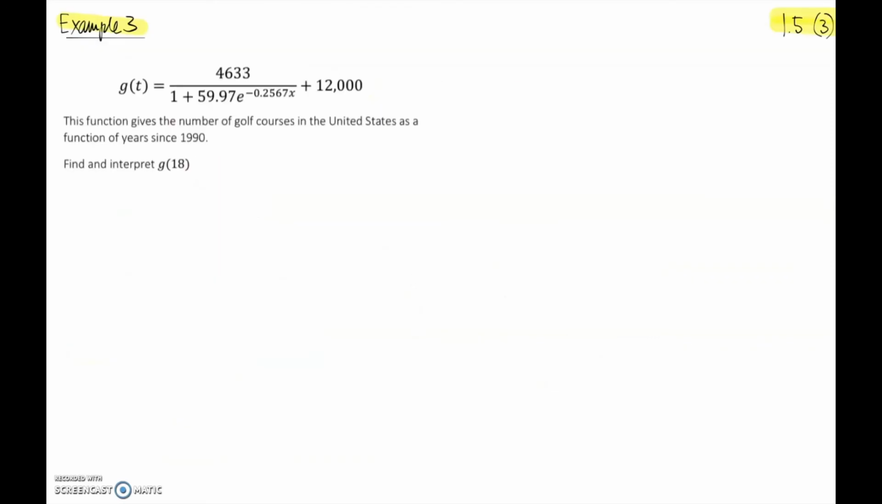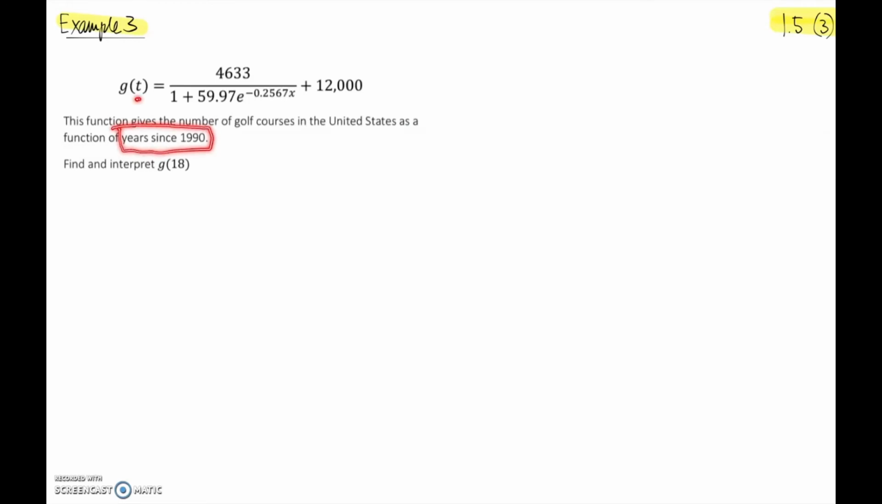We have one last example for this section. It's a really great example. Okay, so this big honkin' long formula, this function gives the number of golf courses in the United States as a function of years since 1990. So as a function of, that was a phrase that we needed to look out for. And that tells us that this is our input, years since 1990.